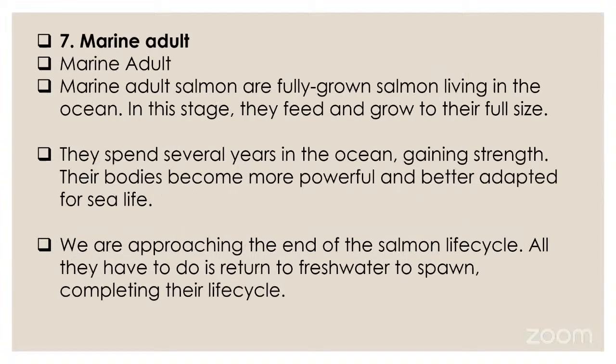Next is marine adult. Marine adult salmon are fully grown salmon living in the ocean. So the freshwater stage is over, now into the marine stage. In this stage, they feed and grow to their full size and shape. They spend several years in the ocean, gaining strength. Their bodies become more powerful and better adapted for sea life. We are approaching the end of the salmon life cycle now. All they have to do is return to freshwater to spawn and complete their life cycle.